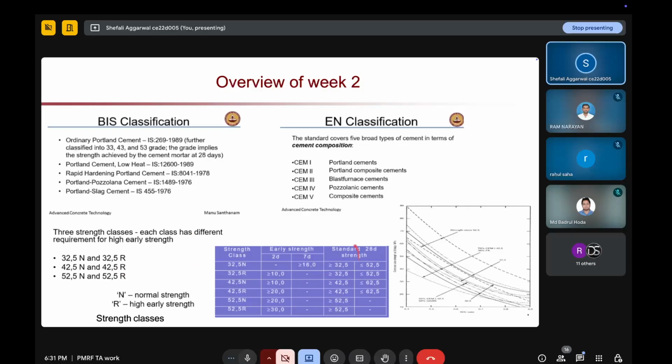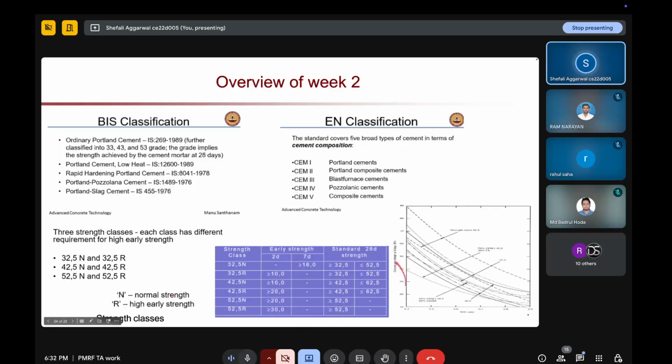However, European cements are also classified based on their strength value. Here we have 32.5 N and 32.5 R. N means normal strength and R means very high early strength. So these are the classifications based on strength value according to the European code, while according to the Indian code we have 33, 43 and 53, almost similar to these.